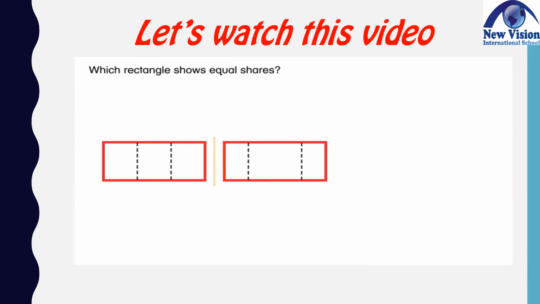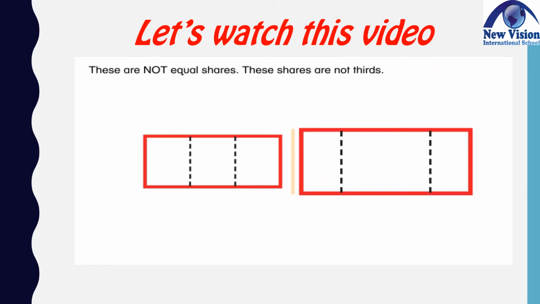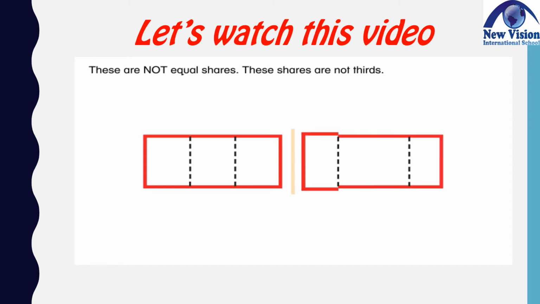Which rectangle shows equal shares? In the first rectangle, there are three equal shares. These shares are thirds. These are not equal shares. These shares are not thirds.